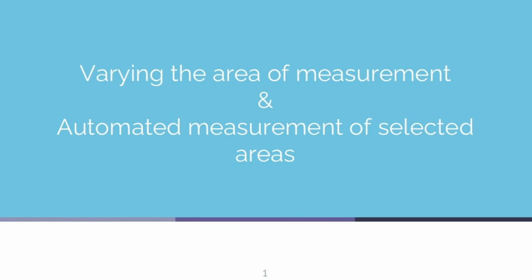Welcome to video 2 on the XYRIS instrument. In this video we'll be varying the area of measurement and looking at the automated measurement of selected areas. We're going to start from the sample that we measured in video 1 where we had a coin on the measurement bed, and from there we're going to vary the area of measurement.